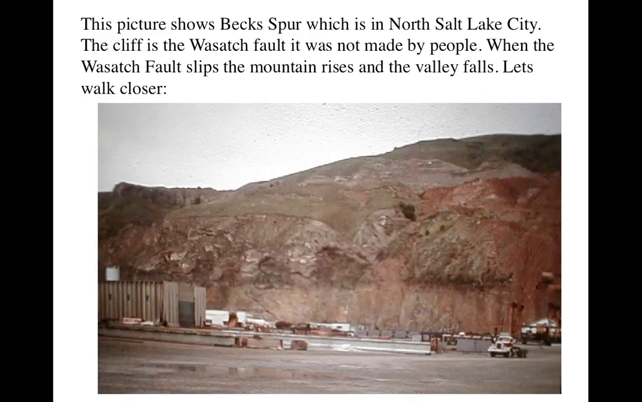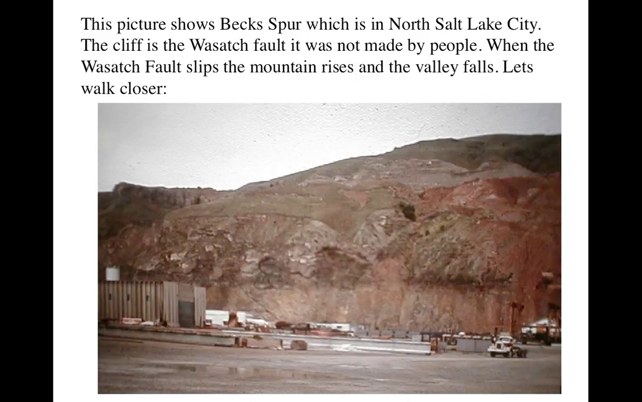This is a picture of Beck Spur, which is north of Salt Lake City. It doesn't look like this anymore. Most of that mountain's gone. This picture, you can look at this truck and see just how old it is. This picture was taken a long time ago, and when I was a kid, this is what it looked like.